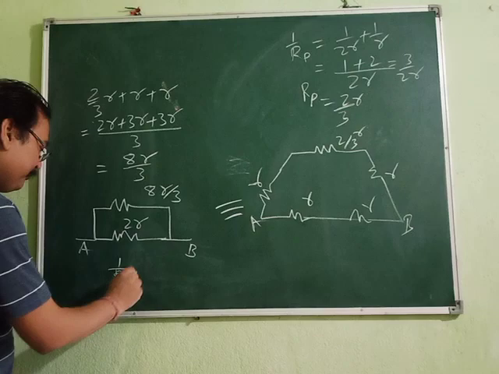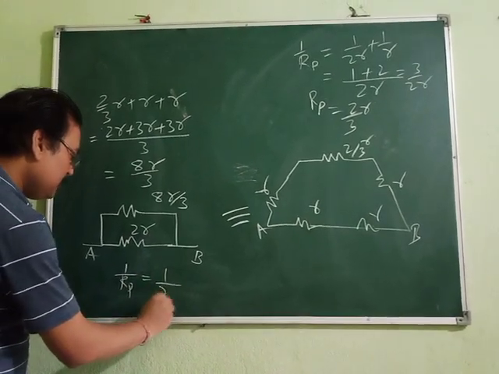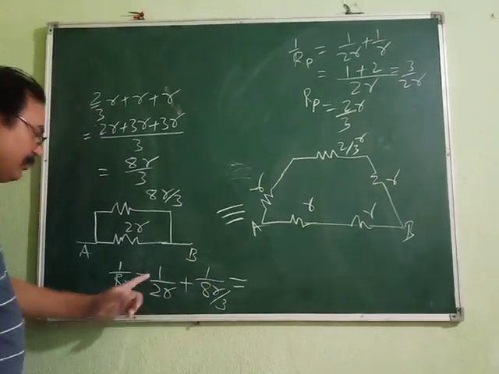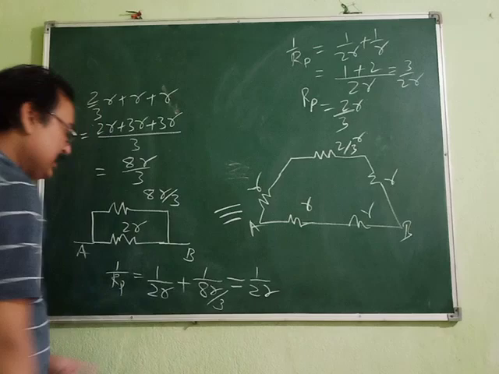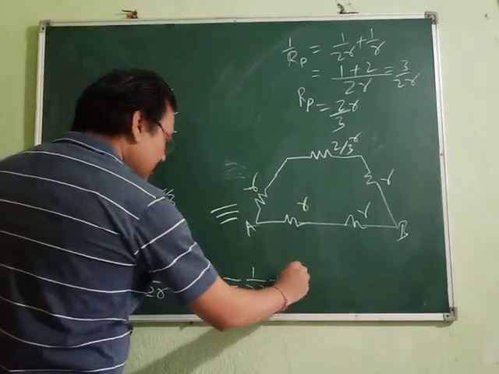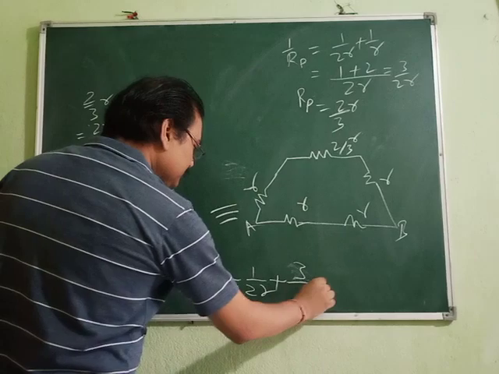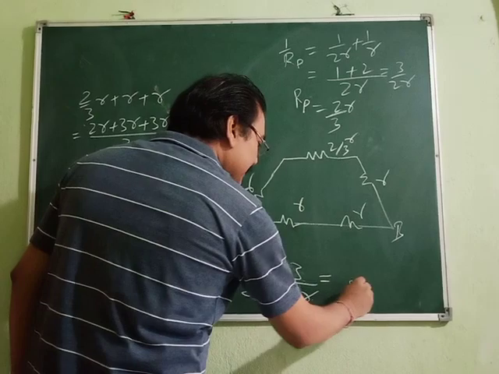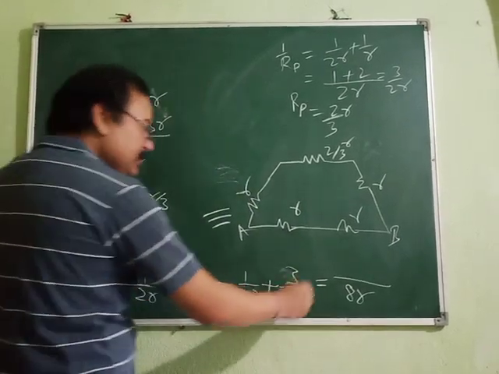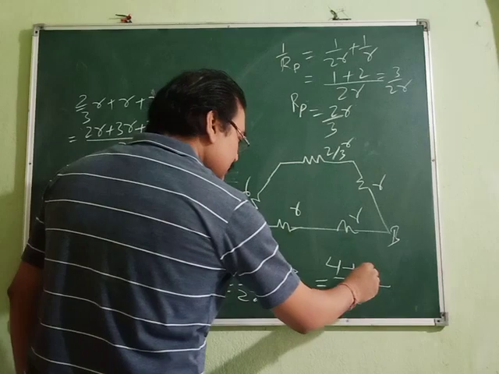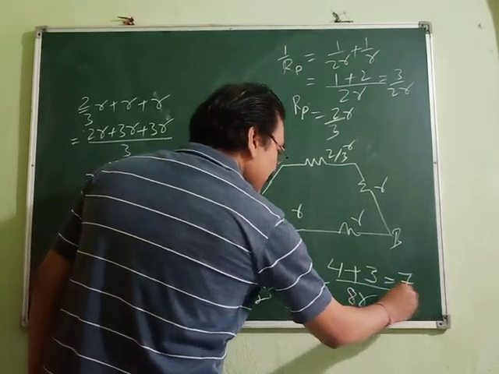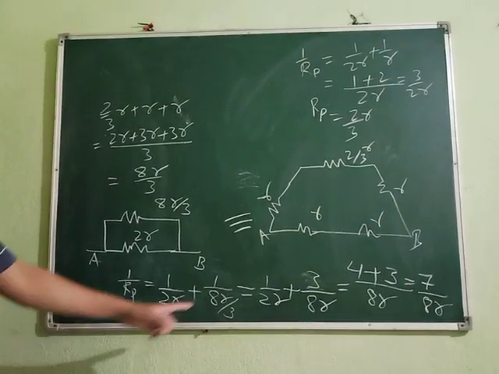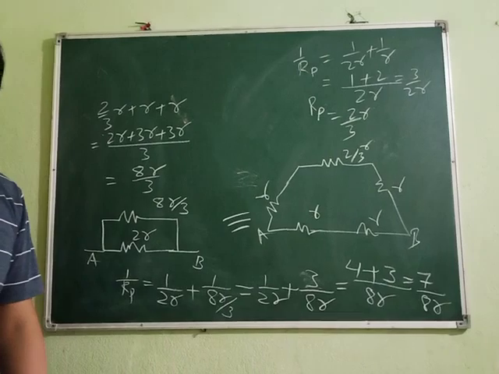1 by Rp is equal to 1 by 2R plus 1 by 8R by 3. What we can write from here? 1 by 2R is as it is. This we can write reciprocal, that is 3 by 8R. Okay, we can take 8R as LCM. 8R, what will we get here? 4 to the 8, so we will get 4 plus 3, that is 7 by 8R. That's what we are getting. Now 1 by Rp is 7 by 8R. Just note it down.